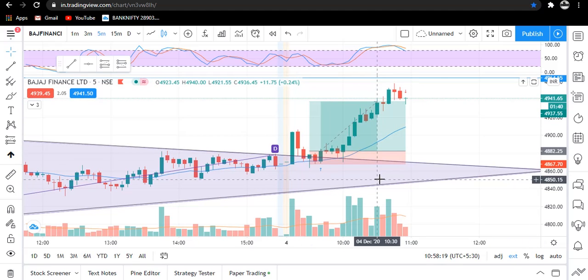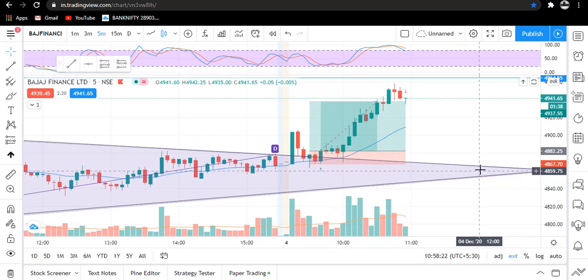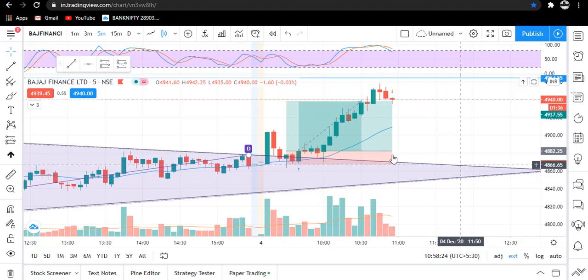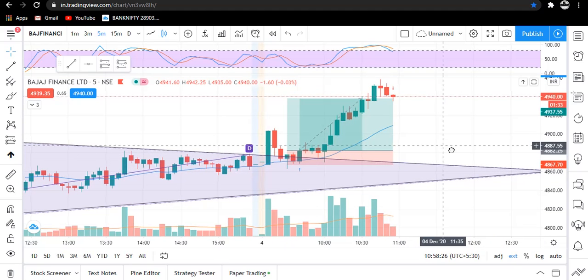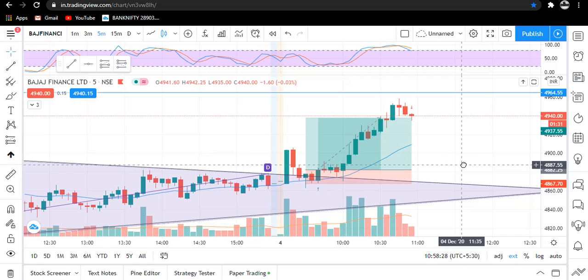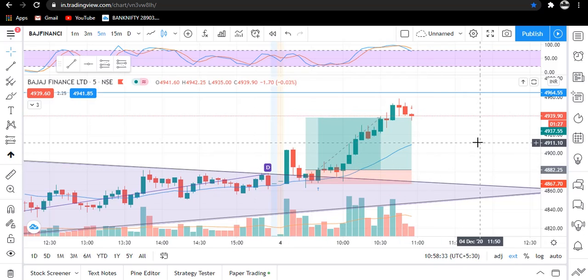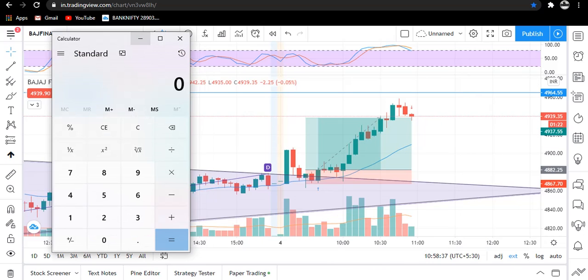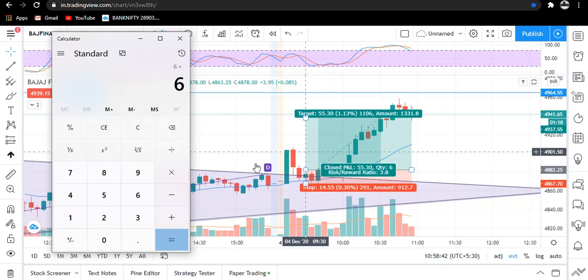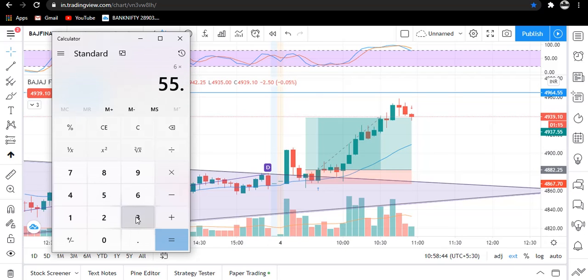Our stop loss was here, which was the swing low at that time. So a simple strategy and simple trading with a huge profit. Okay traders, so this was our today's trade. Now let's calculate today's profit. Our quantity was 6 and target points were 55.30. So today we have made a profit of 331 rupees.